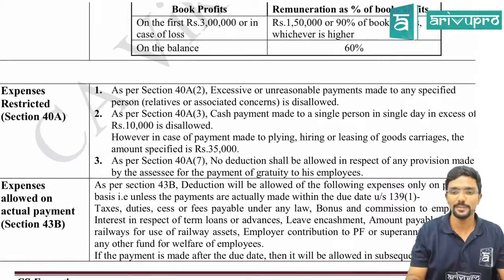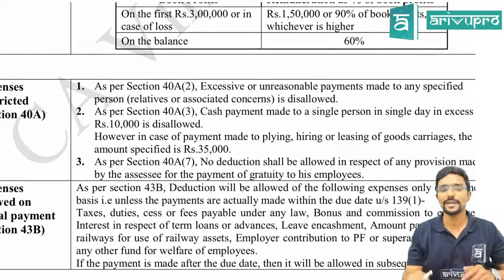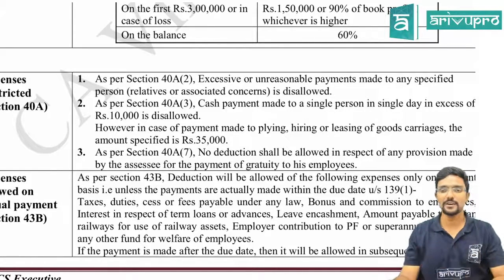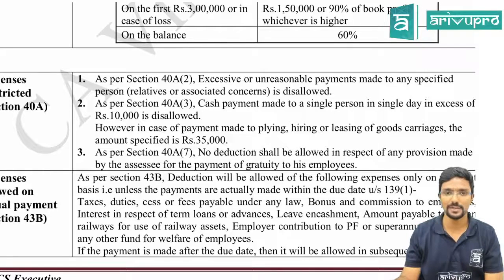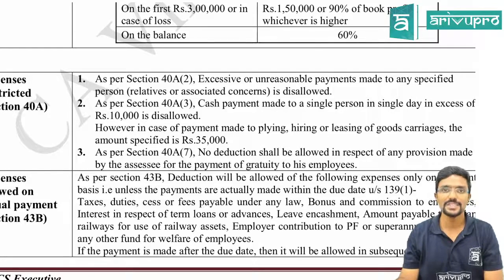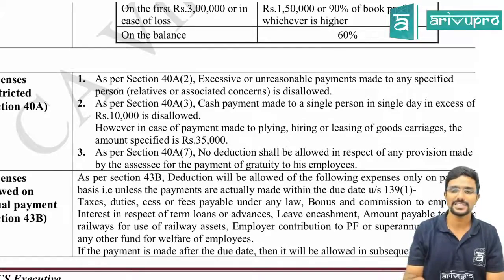Here I have given only the important things. So 40A2 will tell that any excessive or unreasonable payment to a specified person who is a relative or associated concern is disallowed, only to the extent of the excessive or unreasonable portion. Okay, next 40A3 will tell that any cash payment to a single person in a single day in excess of 10,000 is disallowed. But if the assessee is a goods carriage operator, then instead of 10,000 the limit is 35,000. And for this there are certain exceptions also.